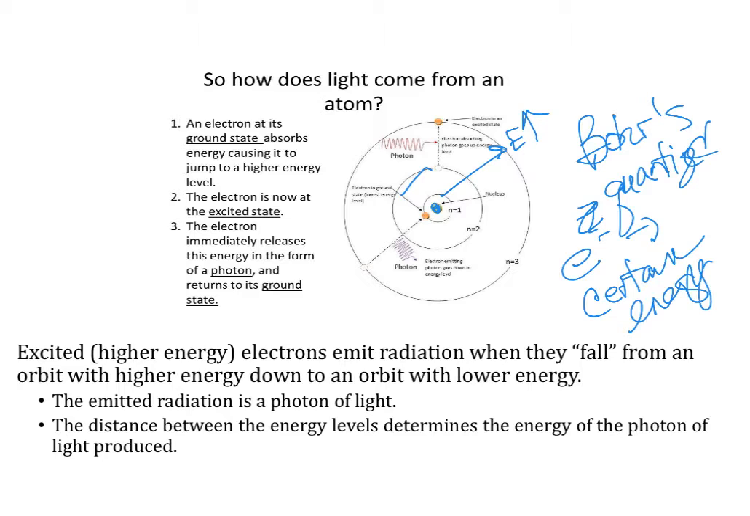If you give an atom energy, and it can be energy in the form of light, it can even be mechanical energy or heat, but if you give it enough energy for an electron to be excited to a higher energy level, then that's an unstable state, right? Everything likes to be in the lowest energy state. And so very rapidly, that excited electron will drop back down to a lower energy level. And in the process, it will emit light.